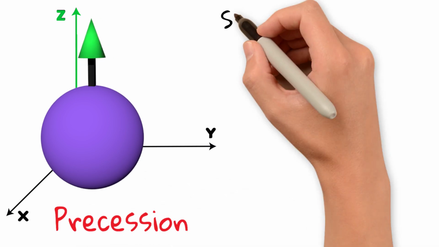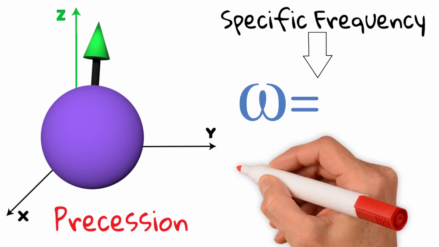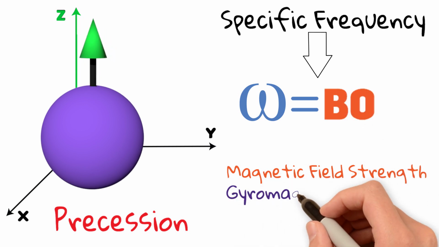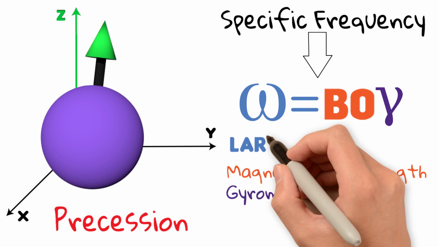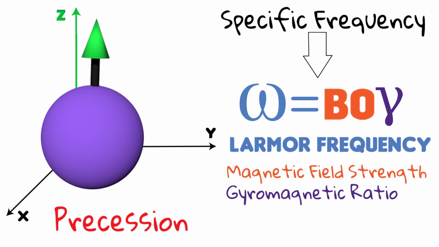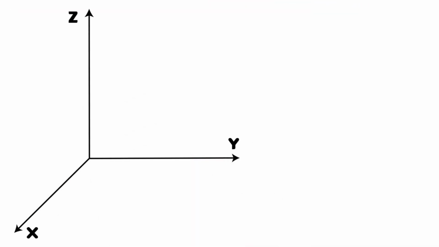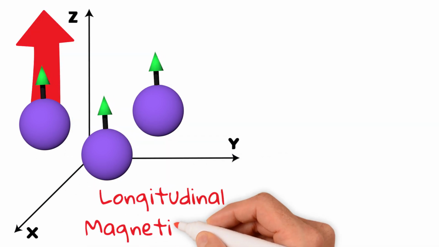It occurs at a specific frequency, described by omega, which is proportional to the strength of the magnetic field, also called B0, by the gyromagnetic ratio, a constant specific to the type of tissue being imaged. This frequency is known as the Larmor frequency, and hence the equation is called the Larmor equation. These protons sum up their magnetic moments in the axis longitudinal to the magnetic field. This sum is called longitudinal magnetization.